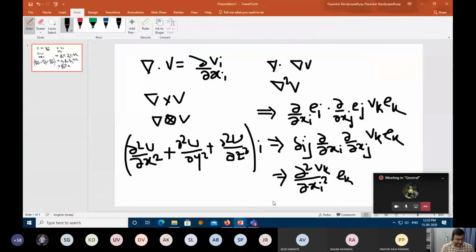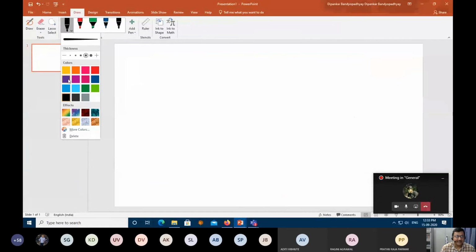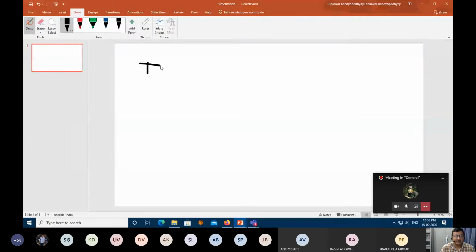So dyad, that means a second order tensor. I define it like this. This is my first introduction to a second order tensor, say suppose T or tau. Okay, I define it as T_ij. Okay, what does it mean? This means that T_ij, and then I have e_i dyadic e_j. This is the unit vector.